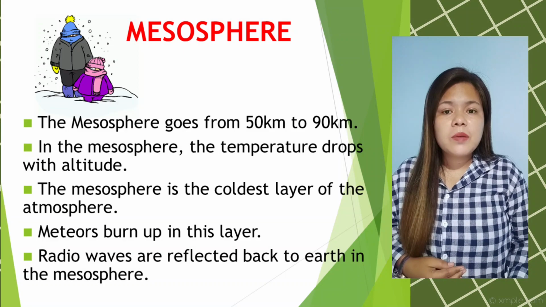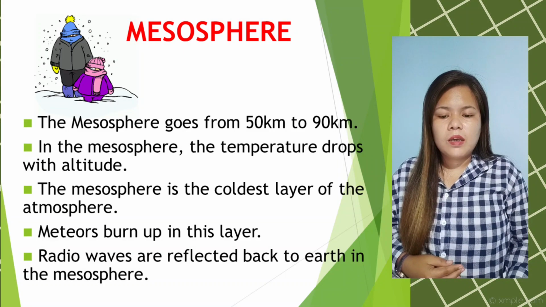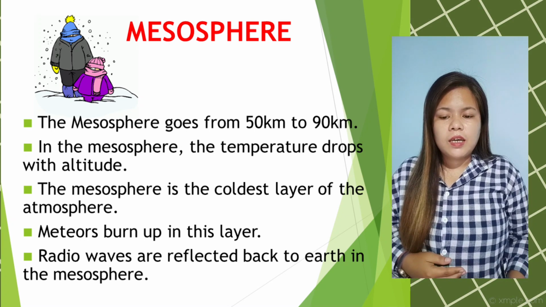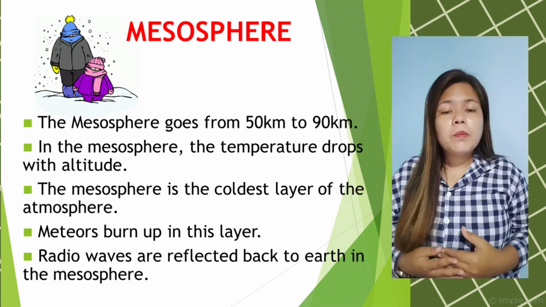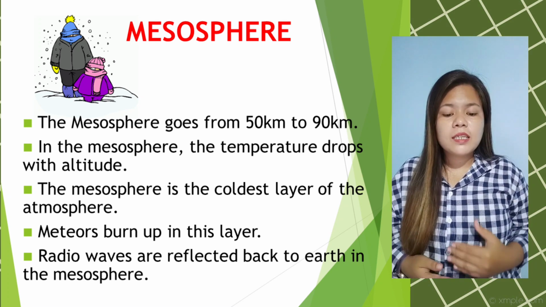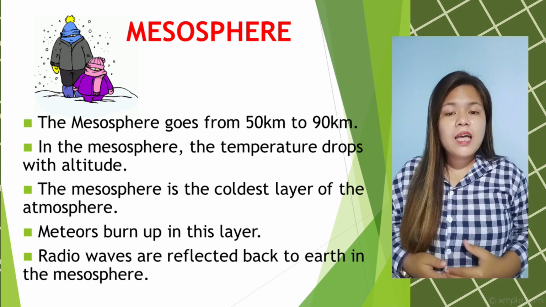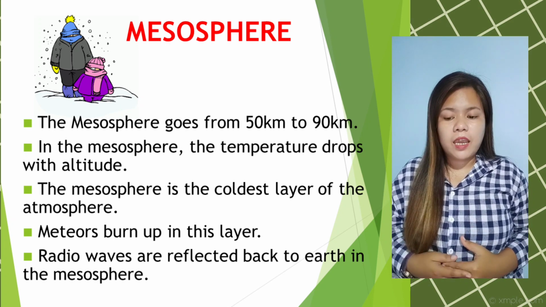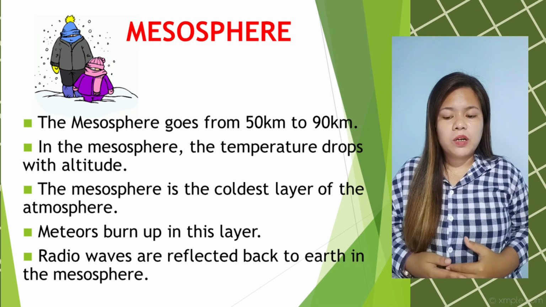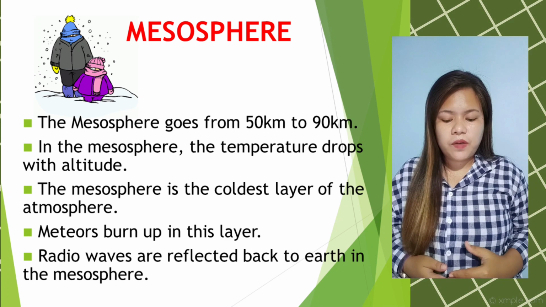The third layer is the mesosphere. It goes from 50 km to 90 km. And in the mesosphere, the temperature drops with altitude. It is the coldest layer of the atmosphere, and the meteors burn up in this layer. And also the radio waves are reflected back to Earth in this mesosphere.